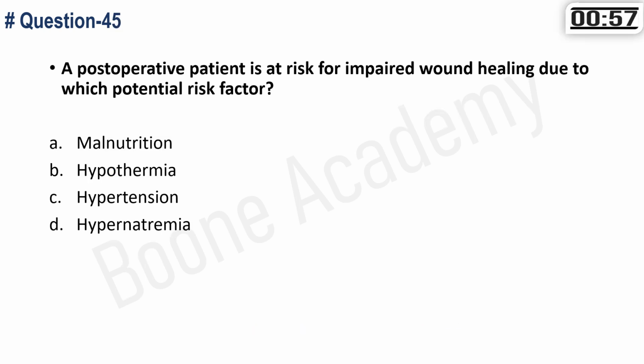Question 45. A postoperative patient is at risk for impaired wound healing due to which potential risk factor? A. Malnutrition. B. Hypothermia. C. Hypertension. D. Hypernatremia. You have 1 minute to answer your question.